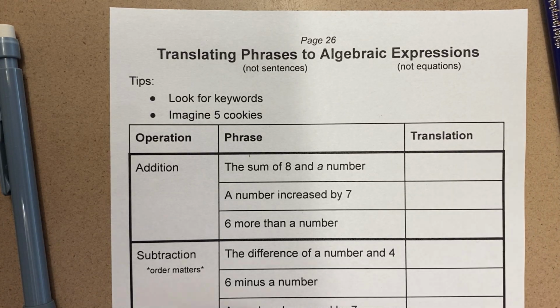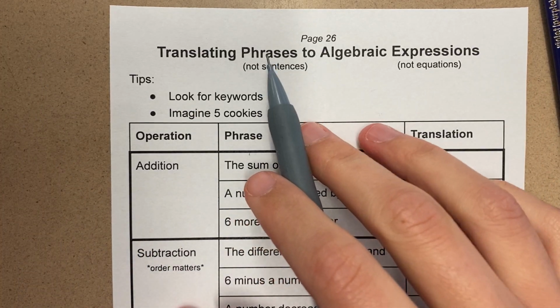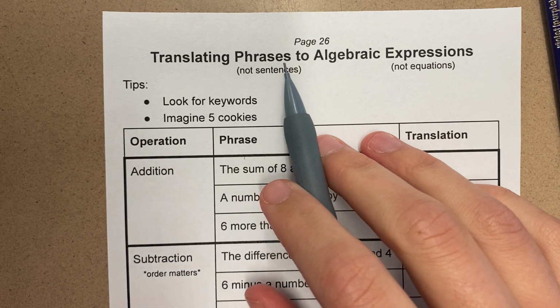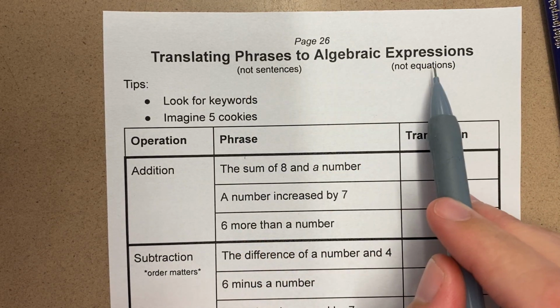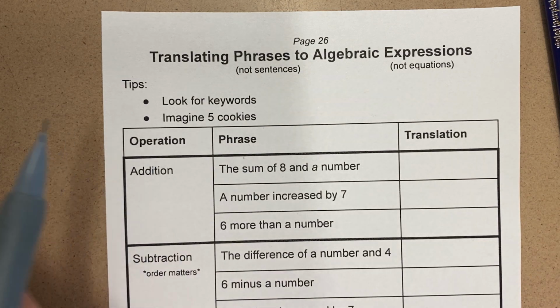All right, today we are working on translating phrases. Now look, we're gonna start with phrases to algebraic expressions. So notice, we're not gonna have sentences and we're not gonna have equations. There's gonna be no equal sign, not just yet, okay?